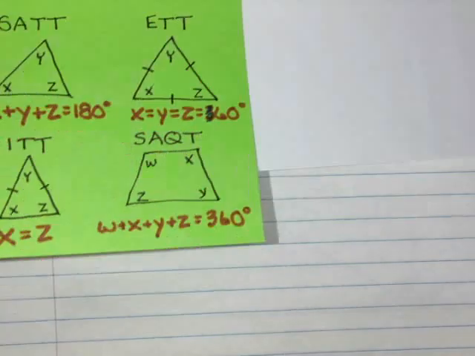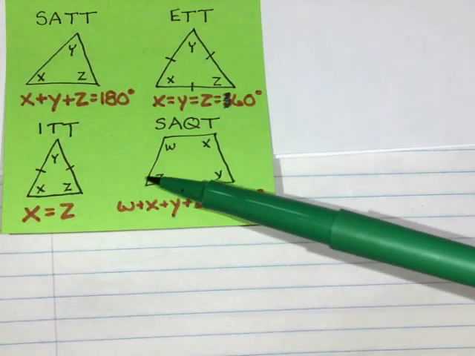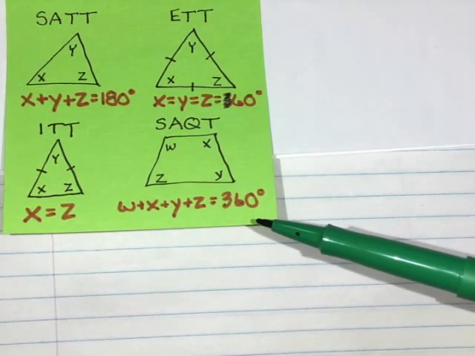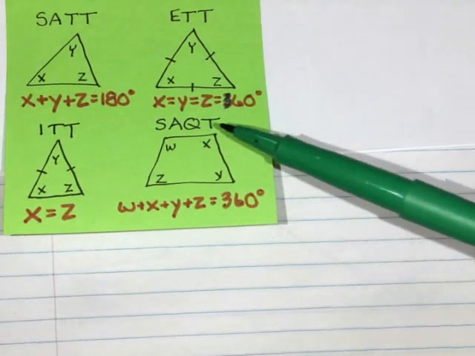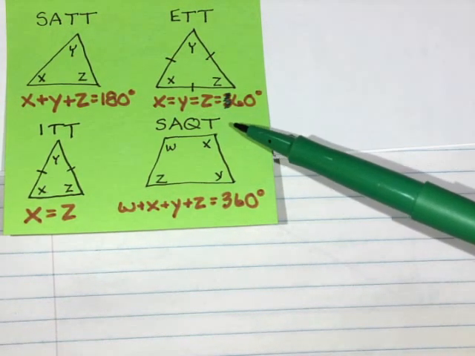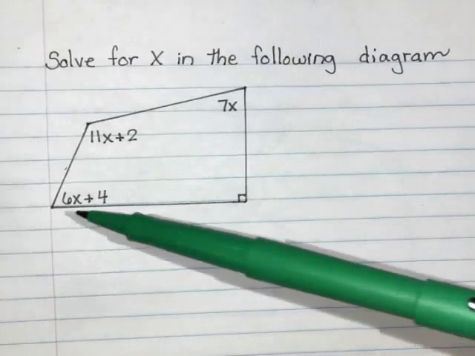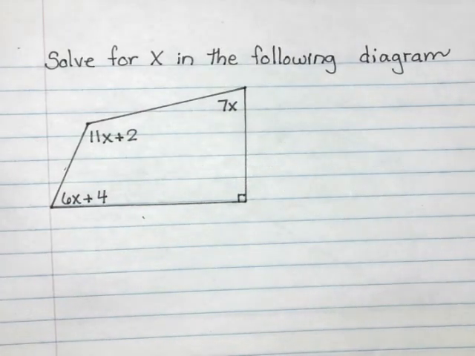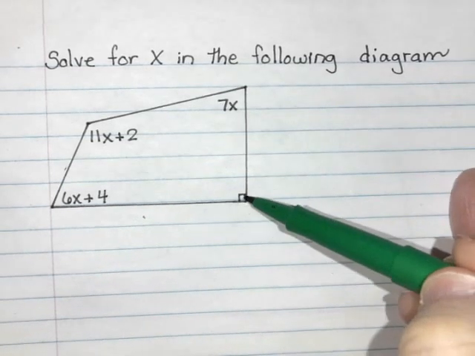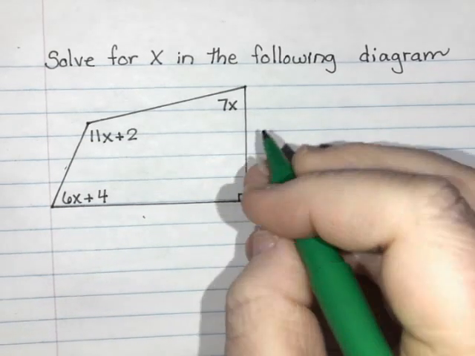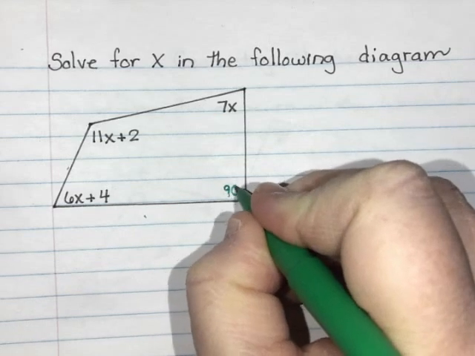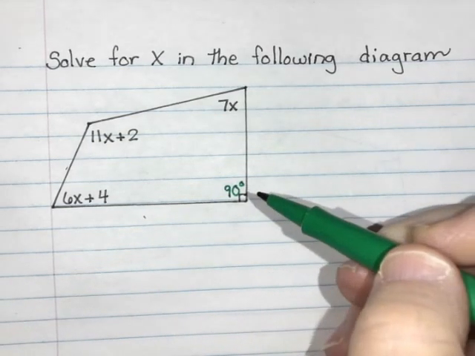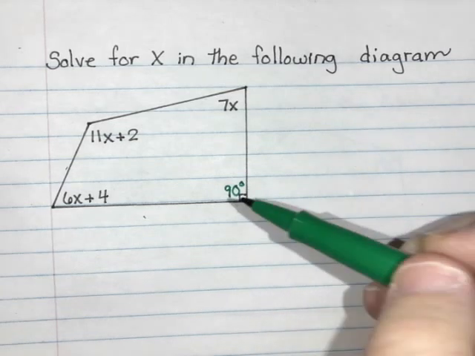So when I have a quadrilateral, I know that the angles in a quadrilateral should add up to 360 degrees. And that's SAQT for the sum of the angles in a quadrilateral theorem. So if I were to add these 4 angles together, they should equal 360 degrees. Now I am wondering about this little square. That little square means 90 degrees. So I actually already know what this is as a number. It doesn't have any variables, so that makes things a little easier.